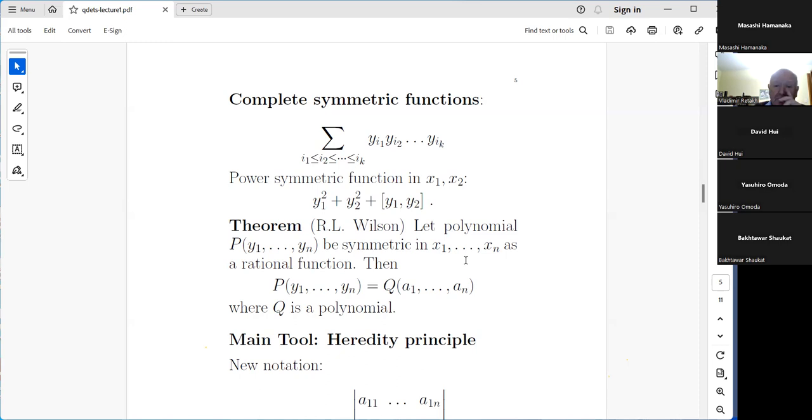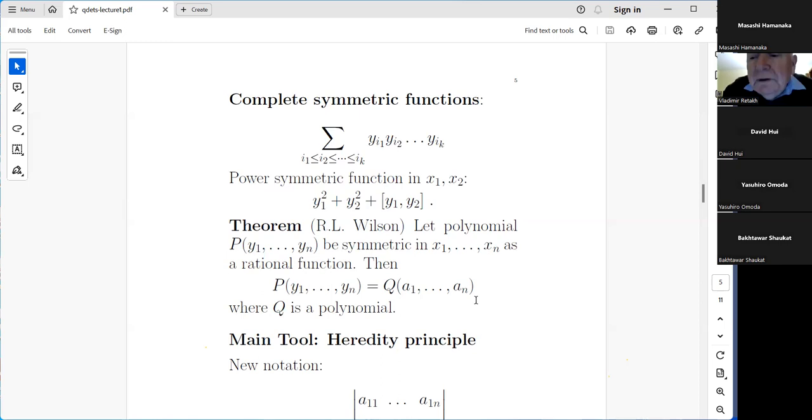Now the general theorem, which is not so easy to prove, was proved by our colleague Robert Wilson, and this was a conjecture by Gelfand and me. It said the following: let P be any polynomial in y's which is symmetric in x's, as a rational function. Then you can express P as a polynomial in elementary symmetric functions. The same you can do with complete symmetric functions. The analog, of course, is the classical basic theory of symmetric functions in the commutative case. In the non-commutative case, here is a generalization. Again, let me emphasize that it's a polynomial in y's, but it is not symmetric in y's. It is symmetric as a rational function.